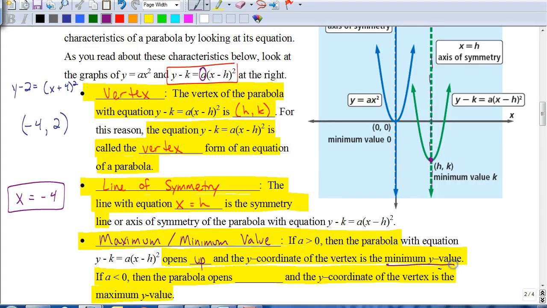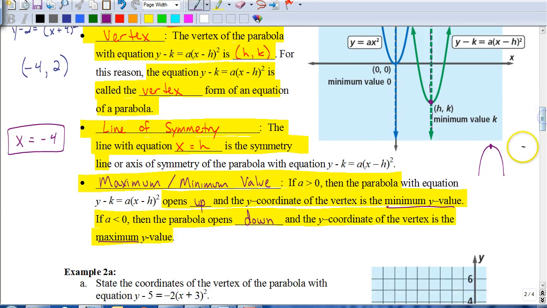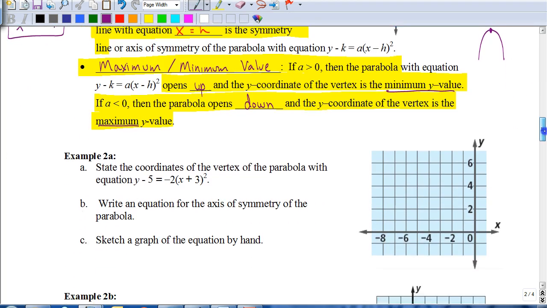So it's going to be the minimum value. If A is less than 0, if A is negative, the parabola is going to open downward. And if you have a parabola that opens downward, the vertex of that parabola is going to be the highest point, or the maximum value. Okay, so let's look to see how we would use these things.